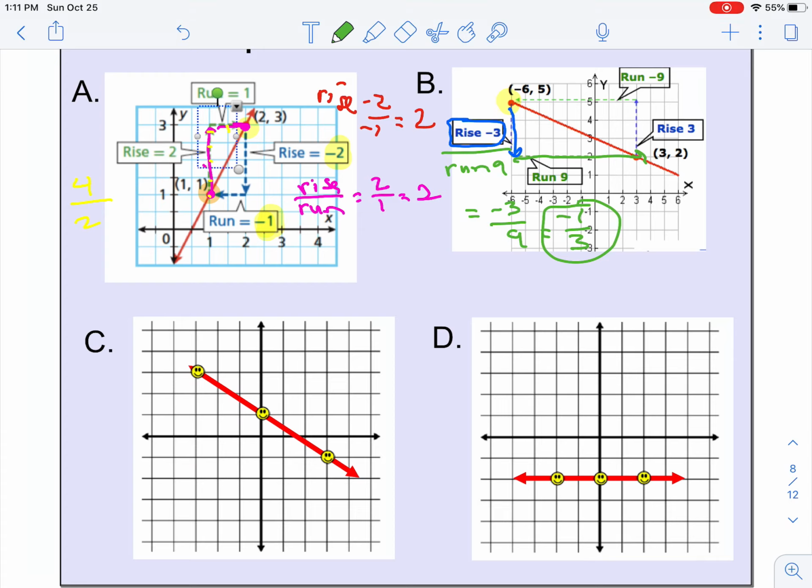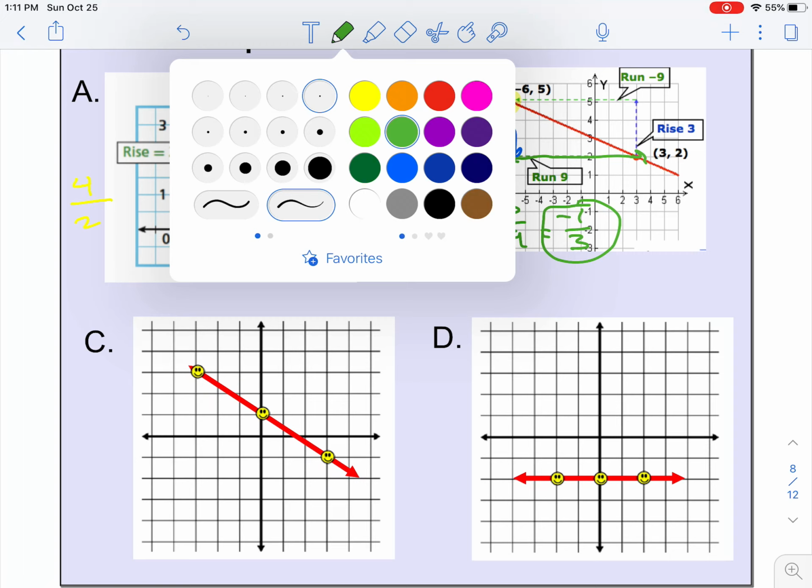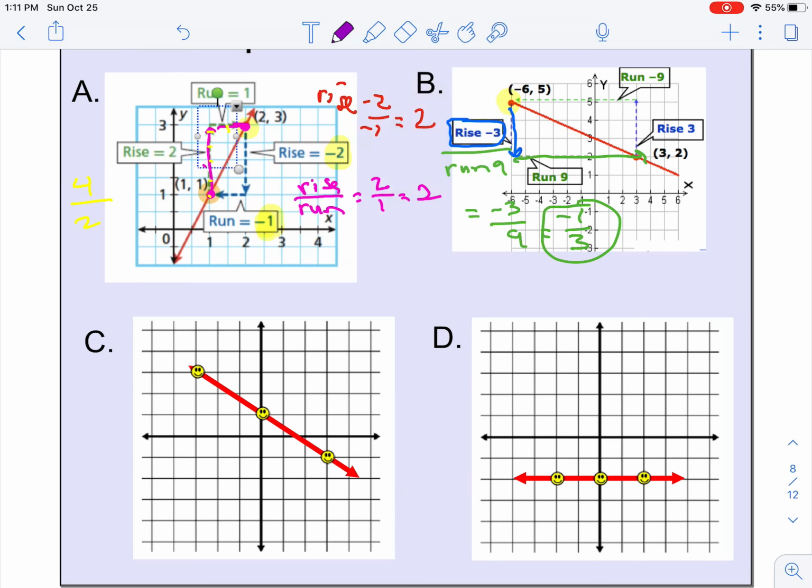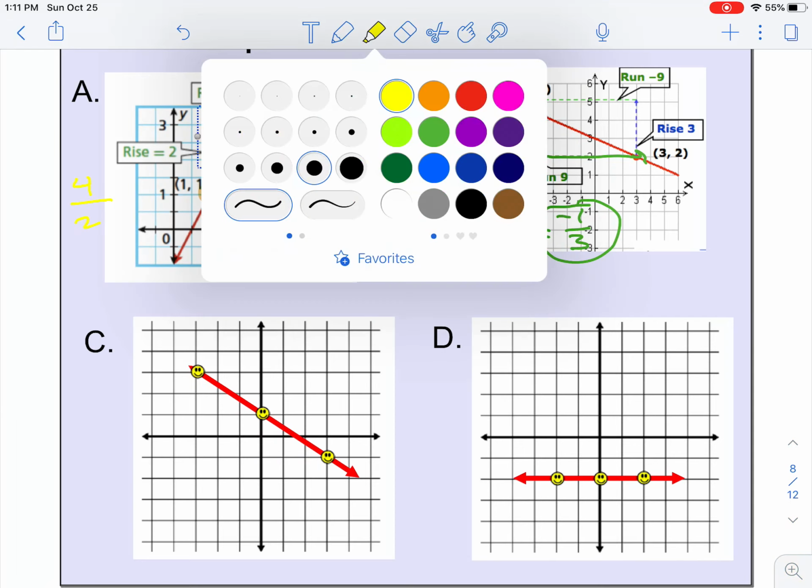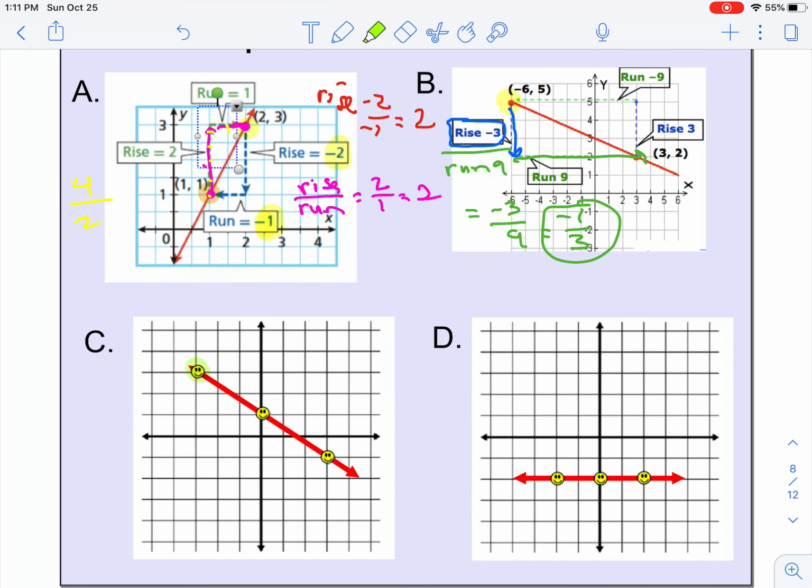All right, so your turn. Let's see if you can do letter C. Pause the video and then restart it, but why don't you go ahead and try D at the same time? So try C and D. Then restart the video to see if you got them correct. All right, in question C, if I start at this point right here and go to this point right here, my rise actually is going down.